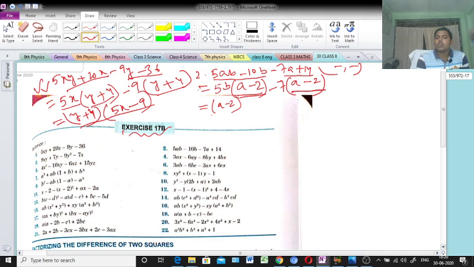Okay, so now we'll take what? That common portion we will take common, a minus 2. Okay, so what is the remaining portion? The remaining portion is 5b, 5b. Okay, here minus 7. Clear or not? So a minus 2 into 5b minus 7, this is the answer.